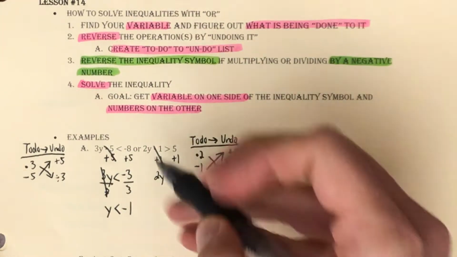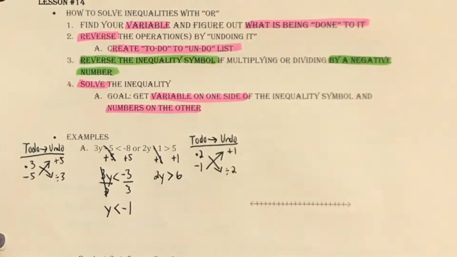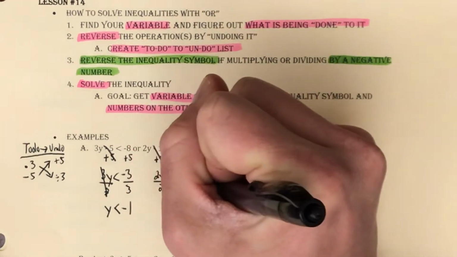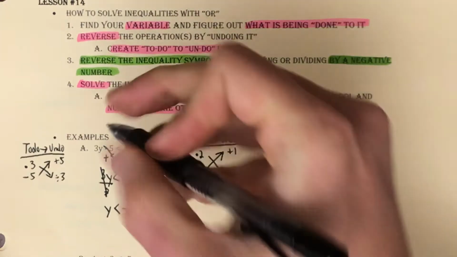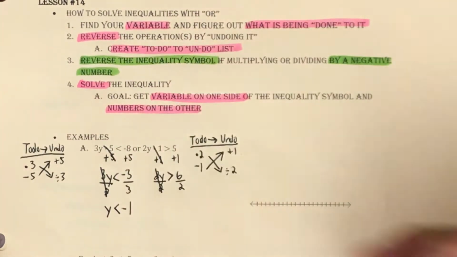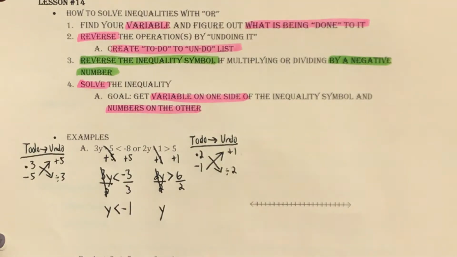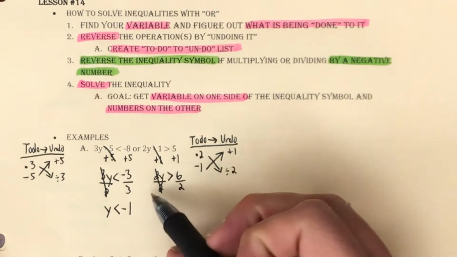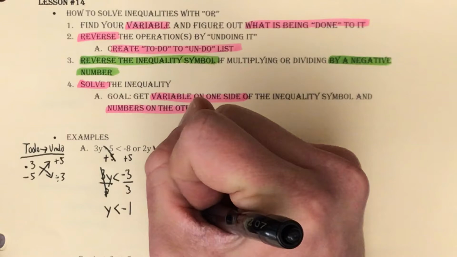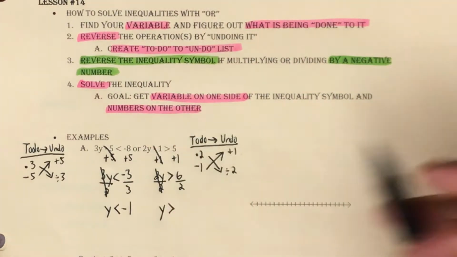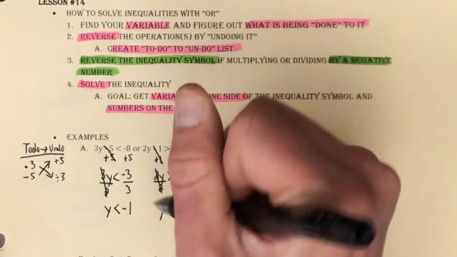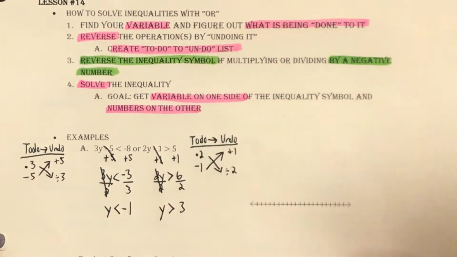And then 5 plus 1 is 6. Step 2, divide by 2. So I'm going to divide by 2 and divide by 2. Well, 2 divided by 2 is 1, so those just cancel, and I'm left with just y, because 1y is the same as just y. Now I divided, but I divided by a positive number, so it does not change the inequality symbol. And then I've got 6 divided by 2, which is 3.